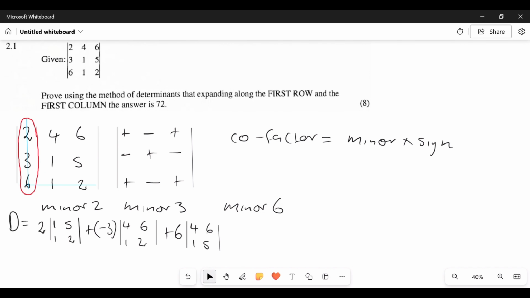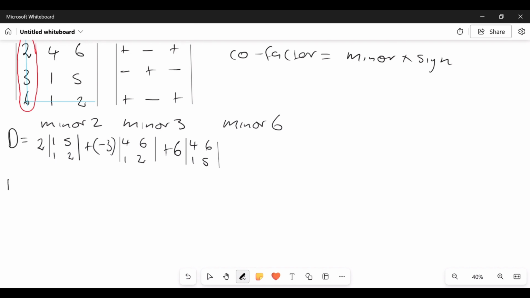So from there we start calculating. Let's create more space, guys, so that we can calculate the determinant. Remember, we use the method of calculating the determinant. So we have 2, and then we're gonna multiply 1 with 2, the first entry and the last entry. So 1 multiplied by 2, and then minus the product of 5 and 1, the second entry and the third entry. So it's going to be 5 multiplied by 1. Then we close there. Since we have -3 there, we're going to put -3 there.